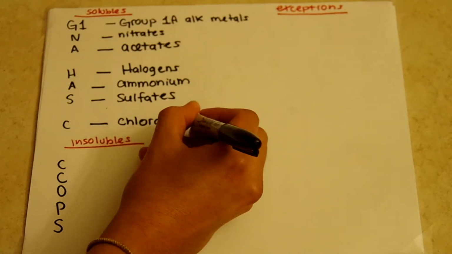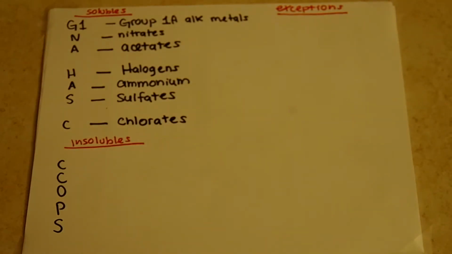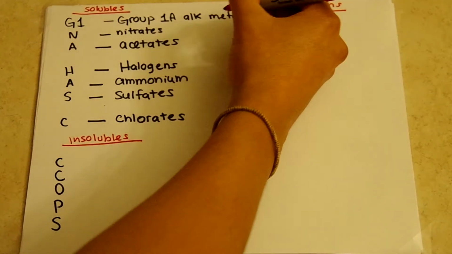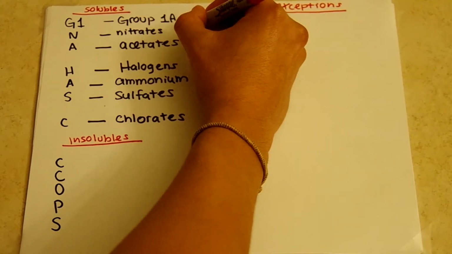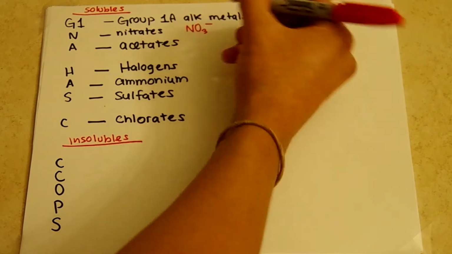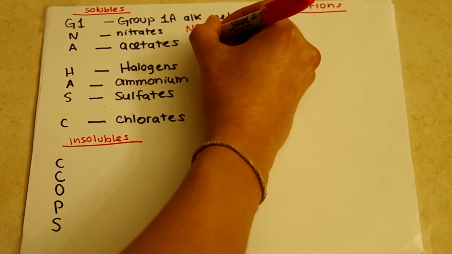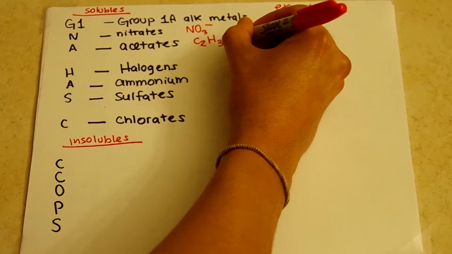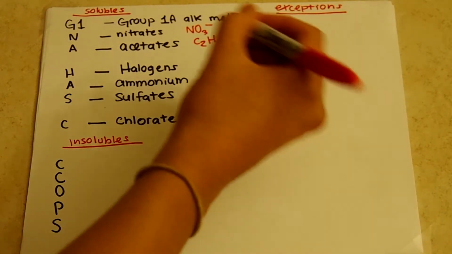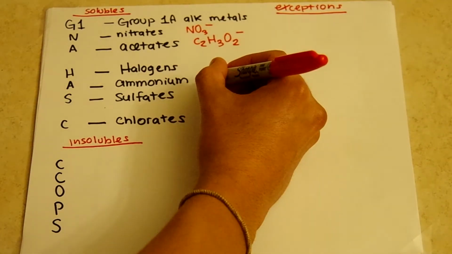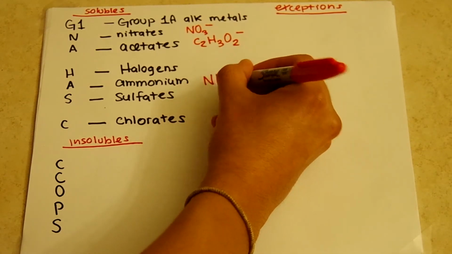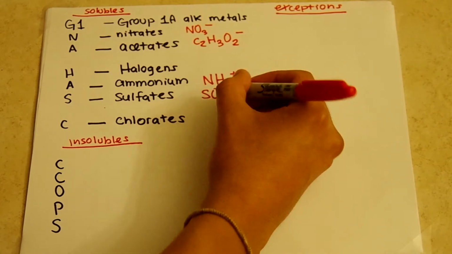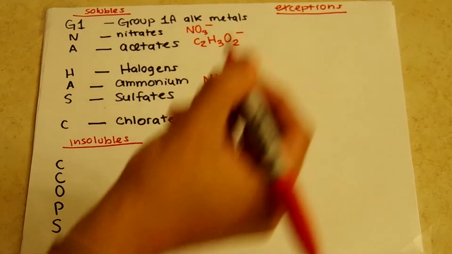Now, hopefully you know your polyatomic ions, and you know that nitrate is NO3 minus, and acetate is going to be C2H3O2 minus. For halogens, you could just look at the symbols in the periodic table. And ammonium is going to be NH4 plus. Sulfate is going to be SO4 2 minus. And chlorate is going to be ClO3 minus.